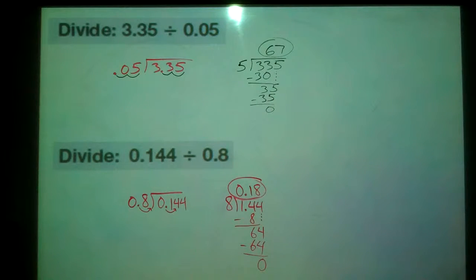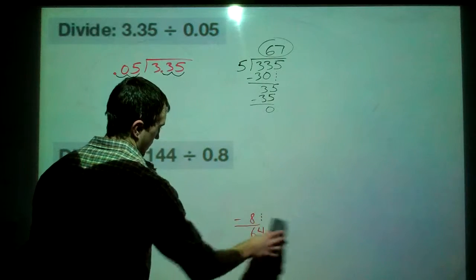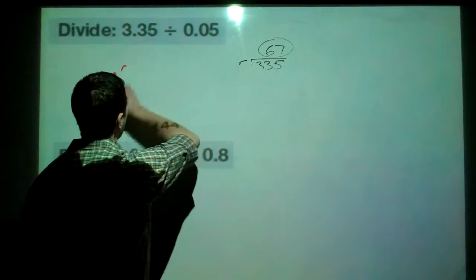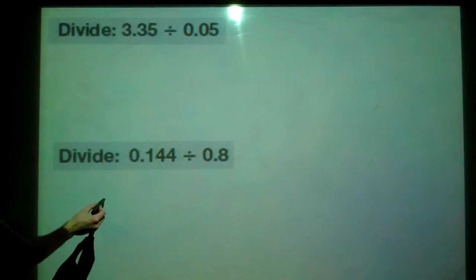Alright? So basically what we're doing is we're moving our decimal place over if we have a decimal in the divisor, and we want to get a whole number. We want to end up dividing with whole numbers because that's what we're familiar with.